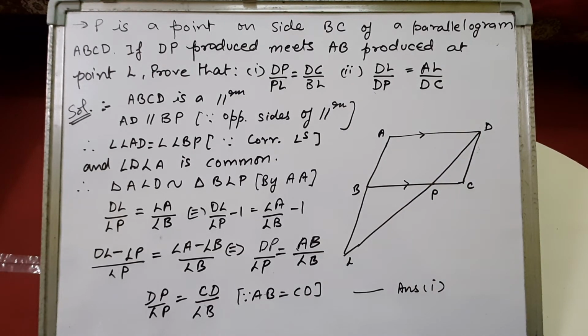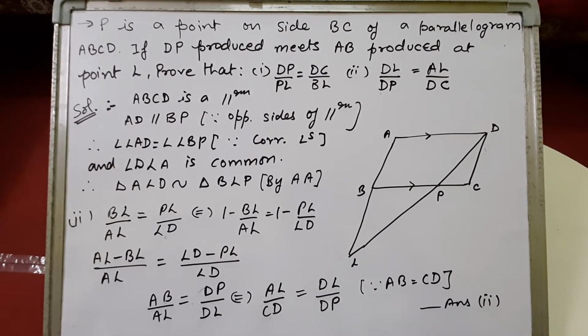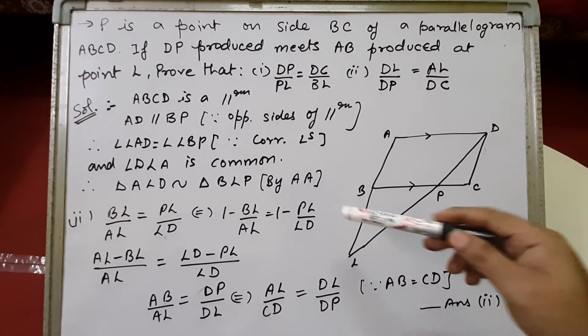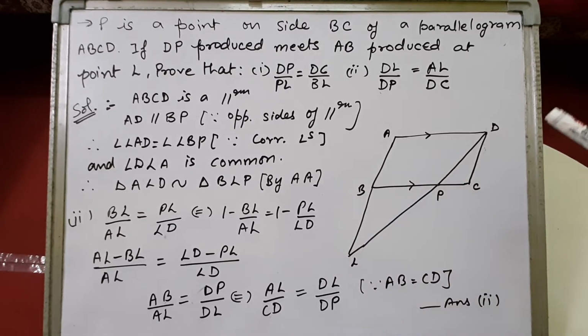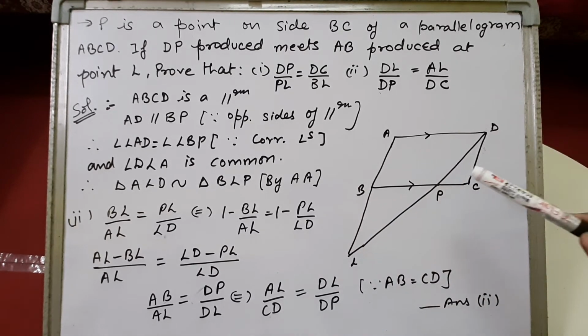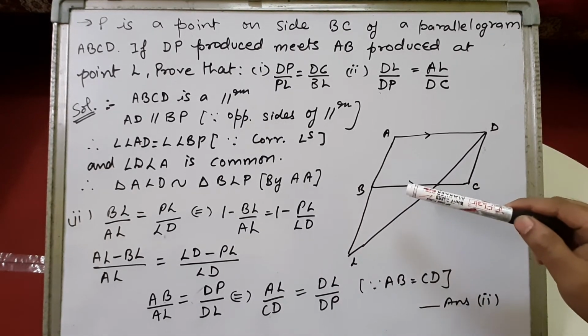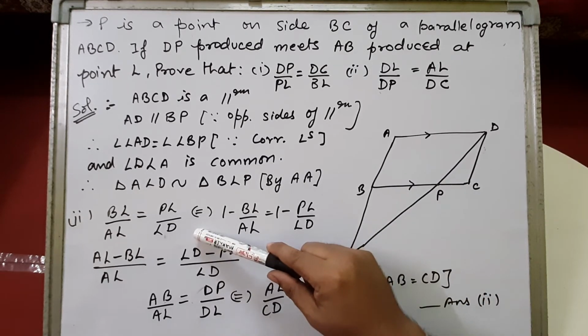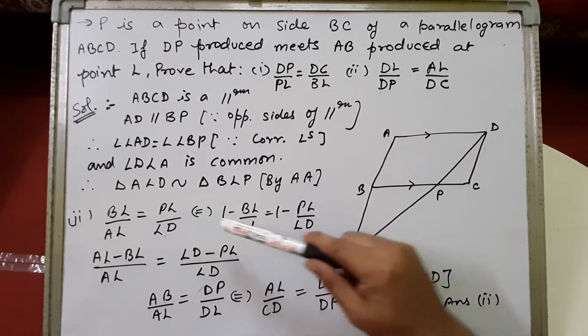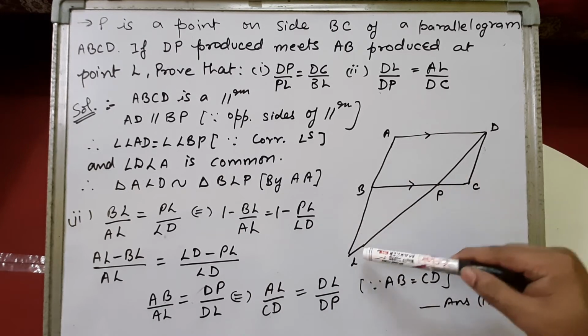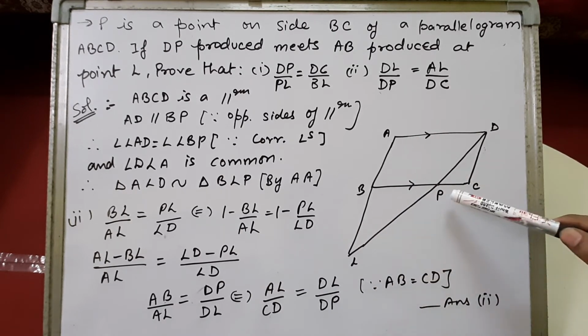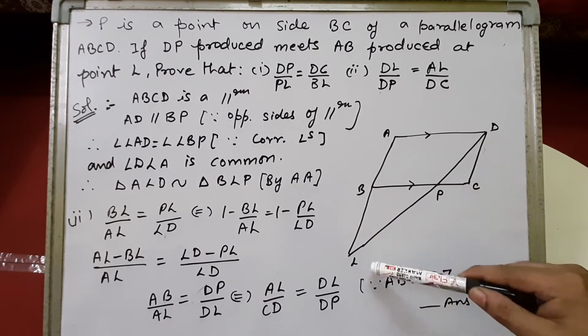Next we'll discuss the second. Okay children, let's see the second part of the sum. This much we have done. We have proved the triangles are similar. Now when the triangles are similar, again we can equate the ratios of the corresponding sides. So here I have written BL upon AL equals PL upon LD. BL upon AL equals PL upon LD, right?